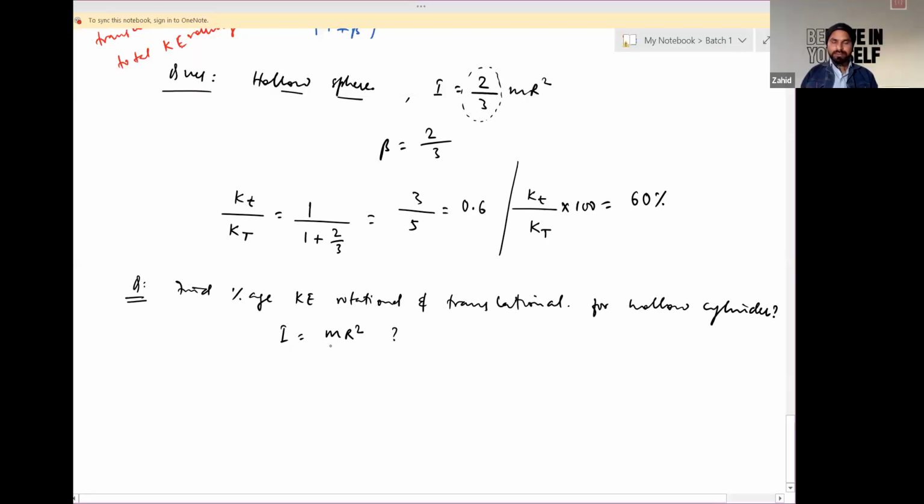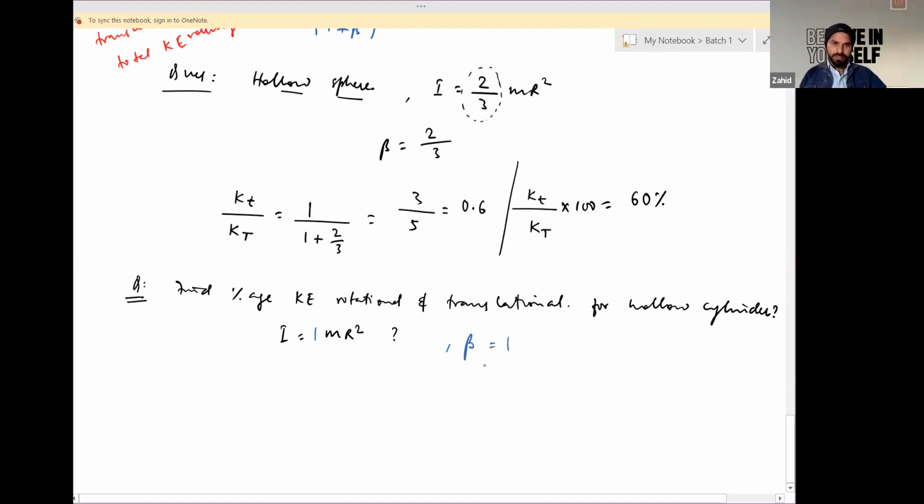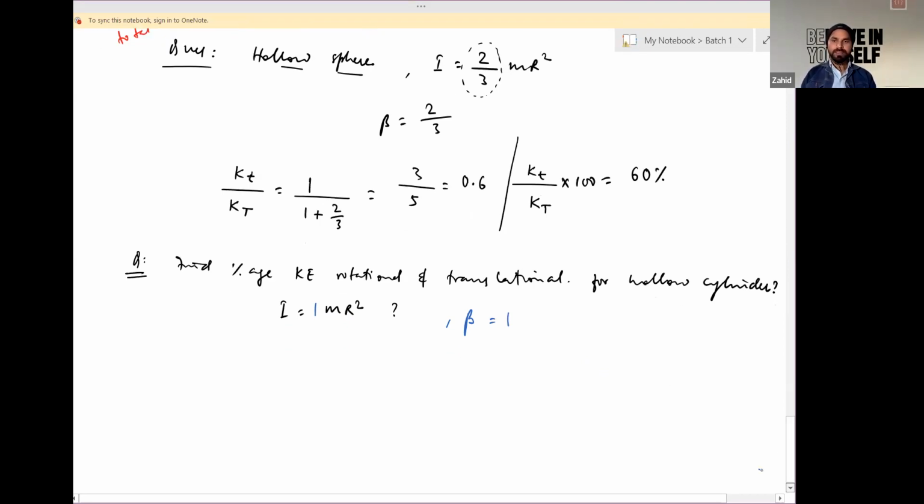Since I equals mr square, the coefficient of mr square will be nothing but just 1. So beta will be equal to 1. Good. Just put this value in the above formula and multiply it by 100. You will get the percentage of translational and rotational energy. Okay, try to solve.